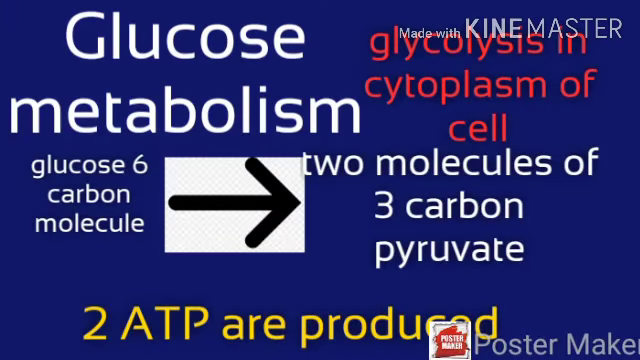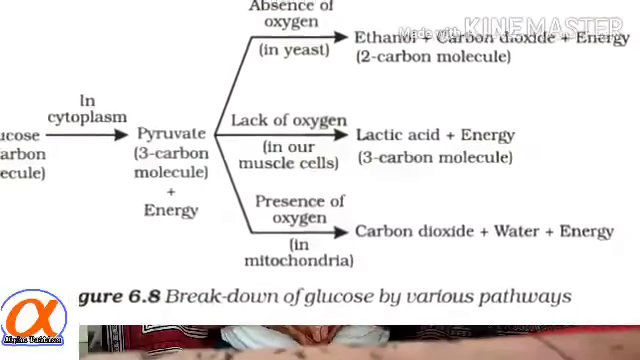And where does glycolysis take place? It is in the cytoplasm in absence of oxygen, and only 2 ATPs are produced. Now what happens to the pyruvate? We have 3 different options. First is in absence of oxygen, that is the anaerobic respiration that we have seen.